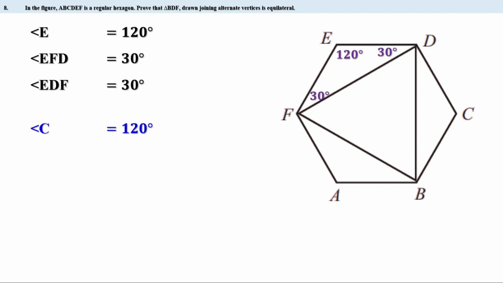In the same way, angle C is an angle in the regular hexagon, therefore it is 120 degrees. And DC and BC are equal as they are sides of the regular hexagon. Therefore, triangle BCD is an isosceles triangle. Therefore, these two angles are equal and their sum is 60. Therefore, each angle is 30 degrees. In the same way, we can see that angle A is 120 degrees and these two angles are 30 degrees.